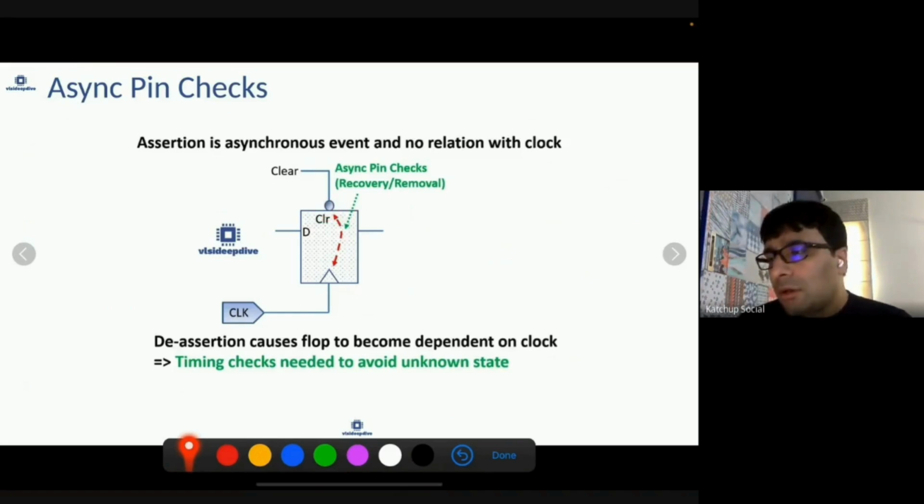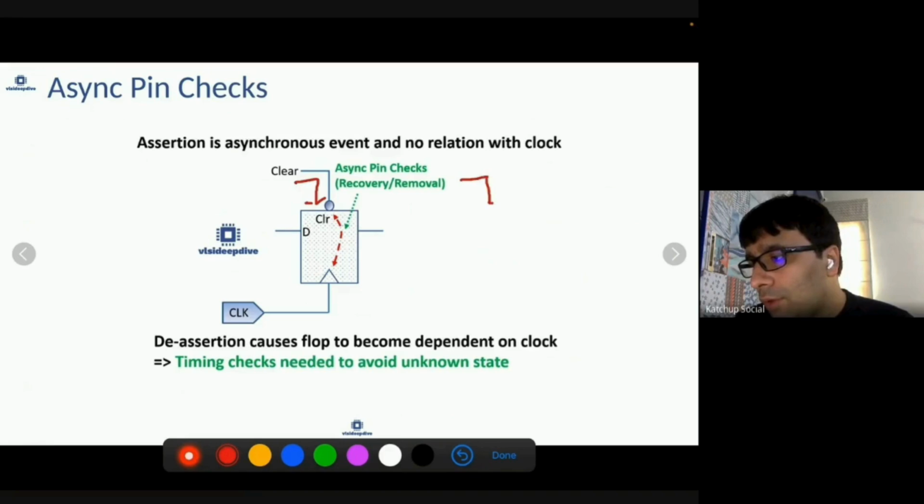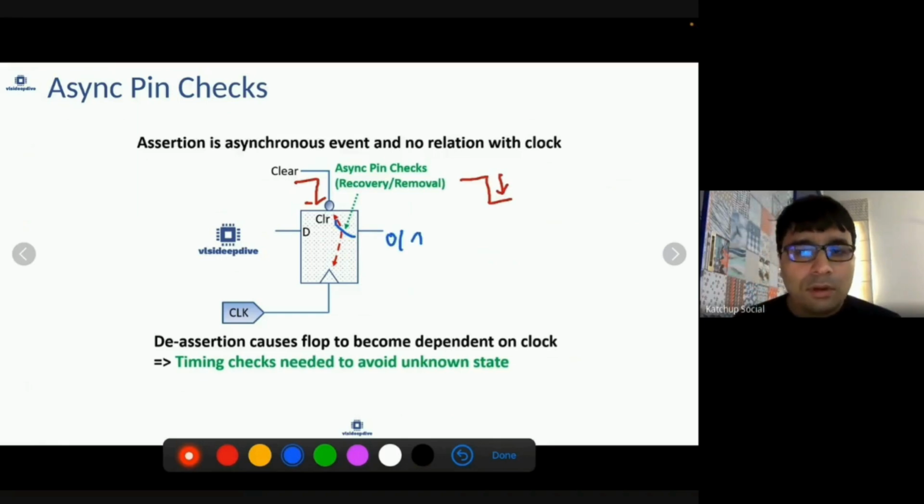So what happens for a clear pin? Assertion of an asynchronous event is asynchronous. It has no relationship with the clock. So basically when you cause this clear to go from 1 to 0, this is known as assertion of clear or assertion of reset. It has no relationship with the clock. Instantaneously or with some delay, you will have the output changing to 0 or 1 as per the reset value, regardless of the clock.